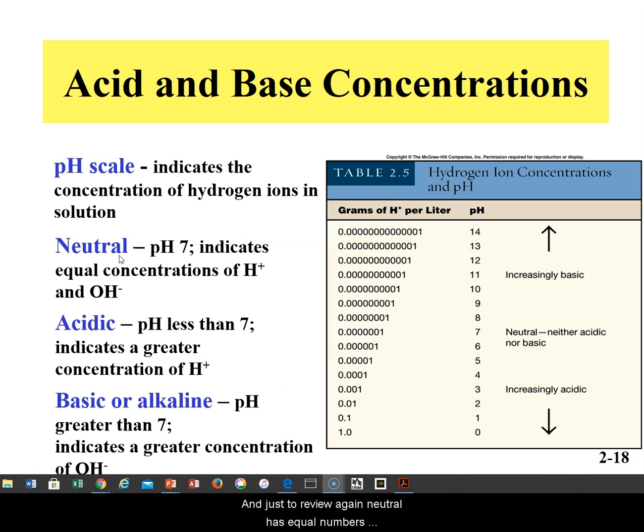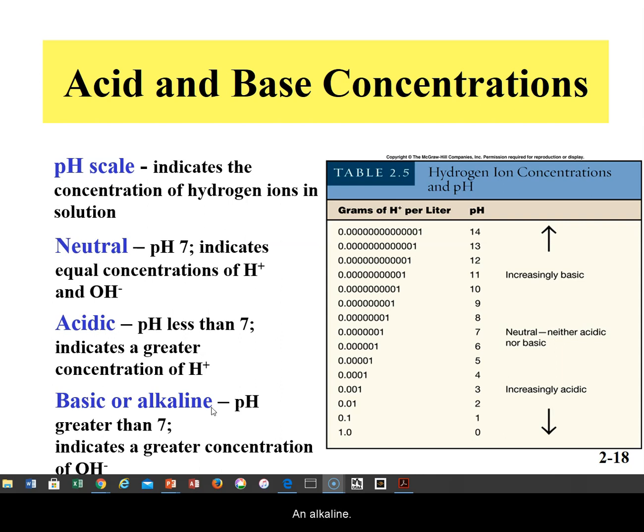And just to review again, neutral has equal numbers of hydroxyl to hydrogen ions, and so its pH is 7. And as your pH numbers are reduced from 7 to 6, it is 10 times more acidic, from 7 to 5, 100 times, from 7 to 4, 1,000 times more acidic. So the lower the number, it's 10 times more for each of those pH numbers below 7.